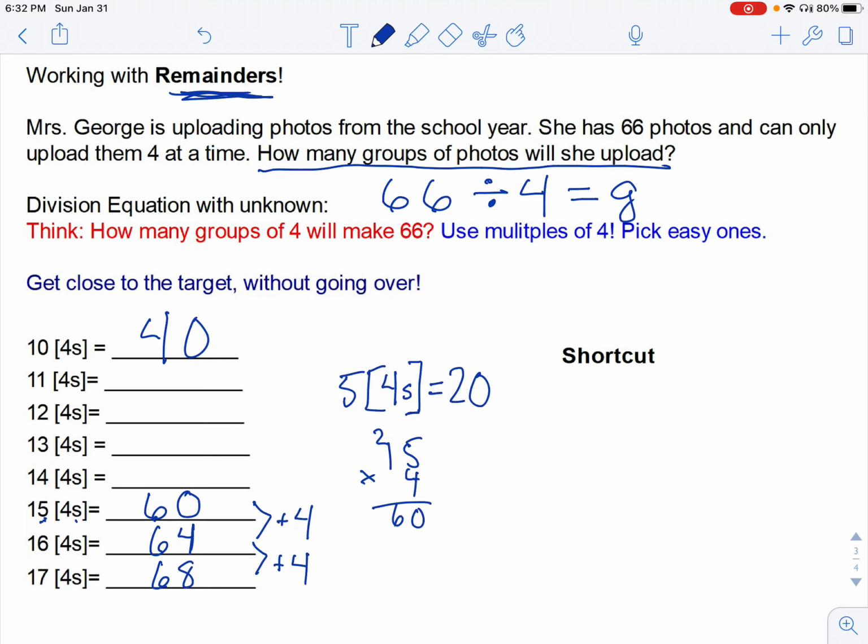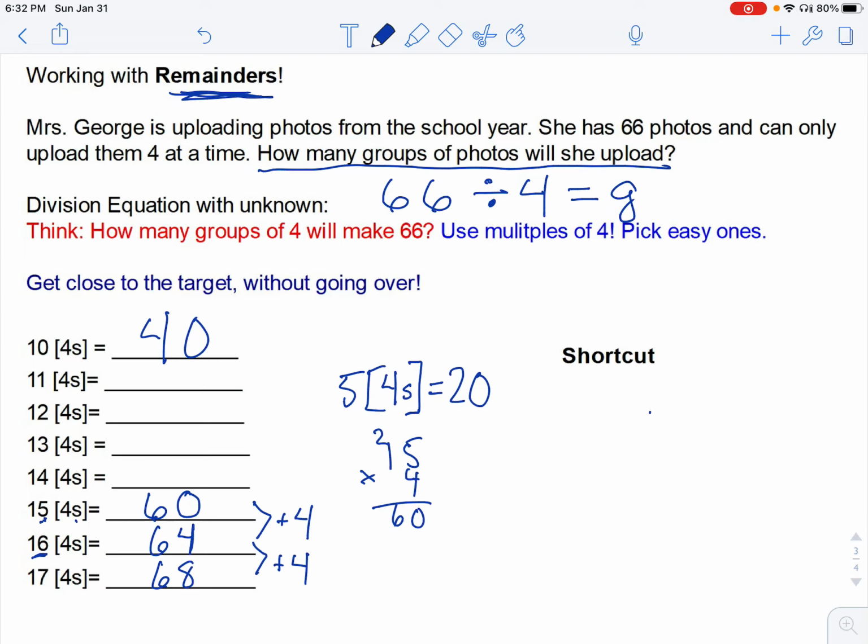I'm too far over, so we can't do it. So then we know that I'm going to have 16 groups with how many photos left over. Let's use our shortcut notation to show that.